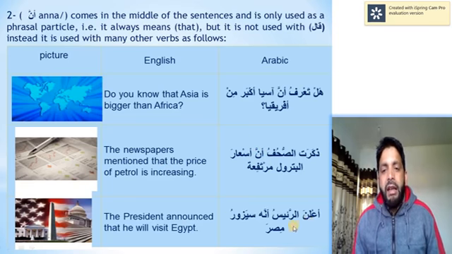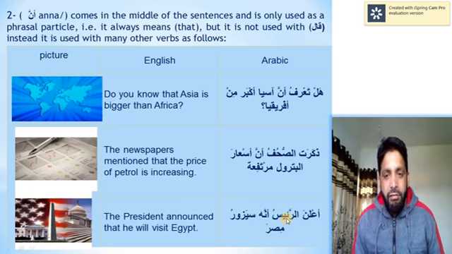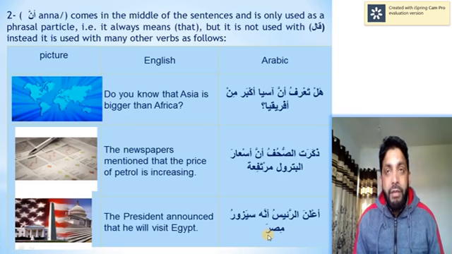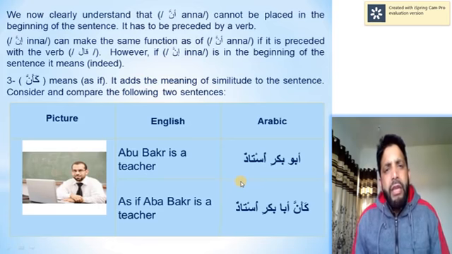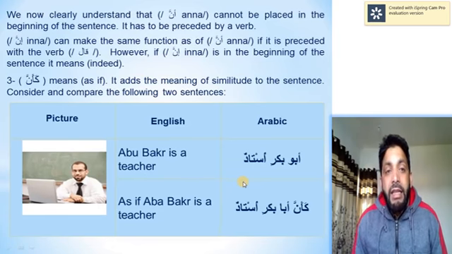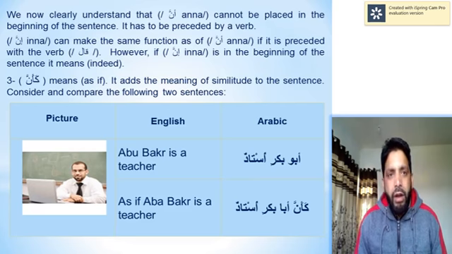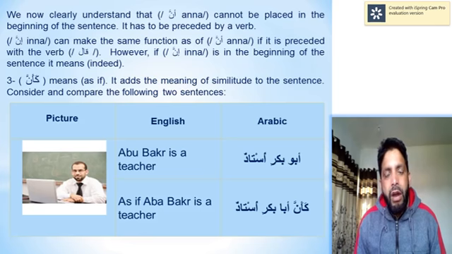Third example is أعلن الرئيس أنه سيزور مصر. أعلن الرئيس, the head, or we can say president, announced أنه سيزور, that he will visit مصر, Egypt. أعلن الرئيس أنه سيزور مصر. The president announced that he will visit Egypt. We now clearly understand that anna cannot be placed in the beginning of the sentence. It has to be preceded by a verb. Inna can make the same function as anna if it is preceded with the verb call. However, if inna is in the beginning of the sentence, it means indeed.